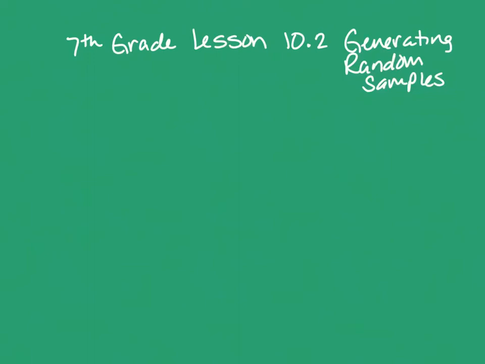7th grade lesson 10.2 is generating random samples. And we usually use tools for this because our brains are really good at finding patterns and using those even when we don't mean to. Like teachers, for example. A lot of times you'll see they have some random way of calling on kids in the classroom because our brains kind of target certain areas of the room.